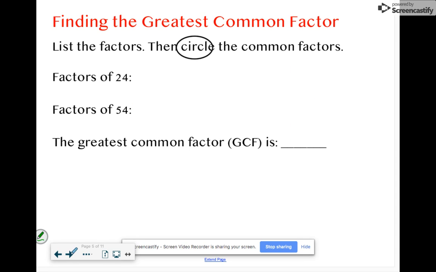What I'm going to have you guys do is pause the video and see if you can find the greatest common factor for 24 and 54, trying to list all those factors.